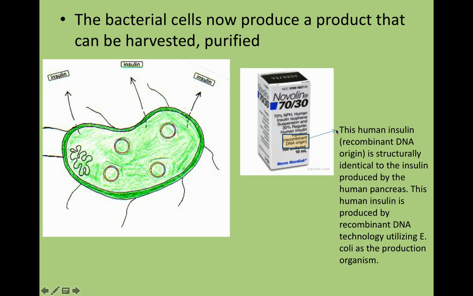If you know somebody who has diabetes and uses insulin, the label would say that it is produced using recombinant DNA origin. So it is structurally similar, or identical, to what is produced by the human pancreas. In this case, it was produced using the organism E. coli. So E. coli produces that insulin. Yeast cells can do this as well. We harvest that insulin, purify it, and give it to patients.